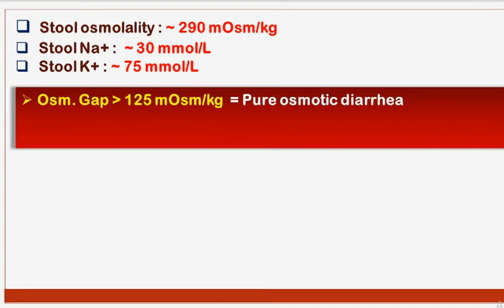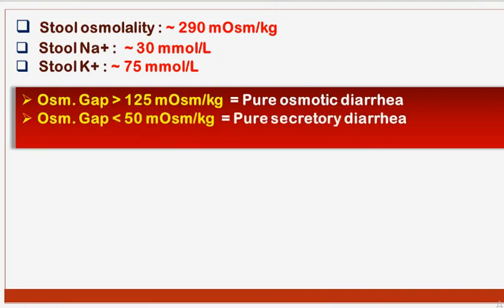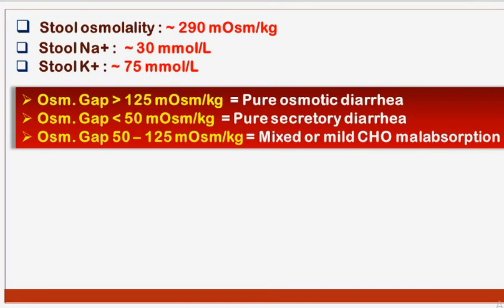So after calculating or measuring the osmotic gap, the net result: if the osmotic gap is more than 125, this is a pure osmotic diarrhea. If it is between 50 and 250, this is a mixed picture, or what's called mild carbohydrate malabsorption. But if it is less than 50, this is a pure secretory diarrhea. This means there is secretion of the chloride ion. The example for pure secretory diarrhea is Vibrio cholerae. The example for pure osmotic diarrhea is lactose intolerance. And sometimes we have mixed or mild cases of carbohydrate malabsorption when the osmotic gap is between the secretory and the osmotic.